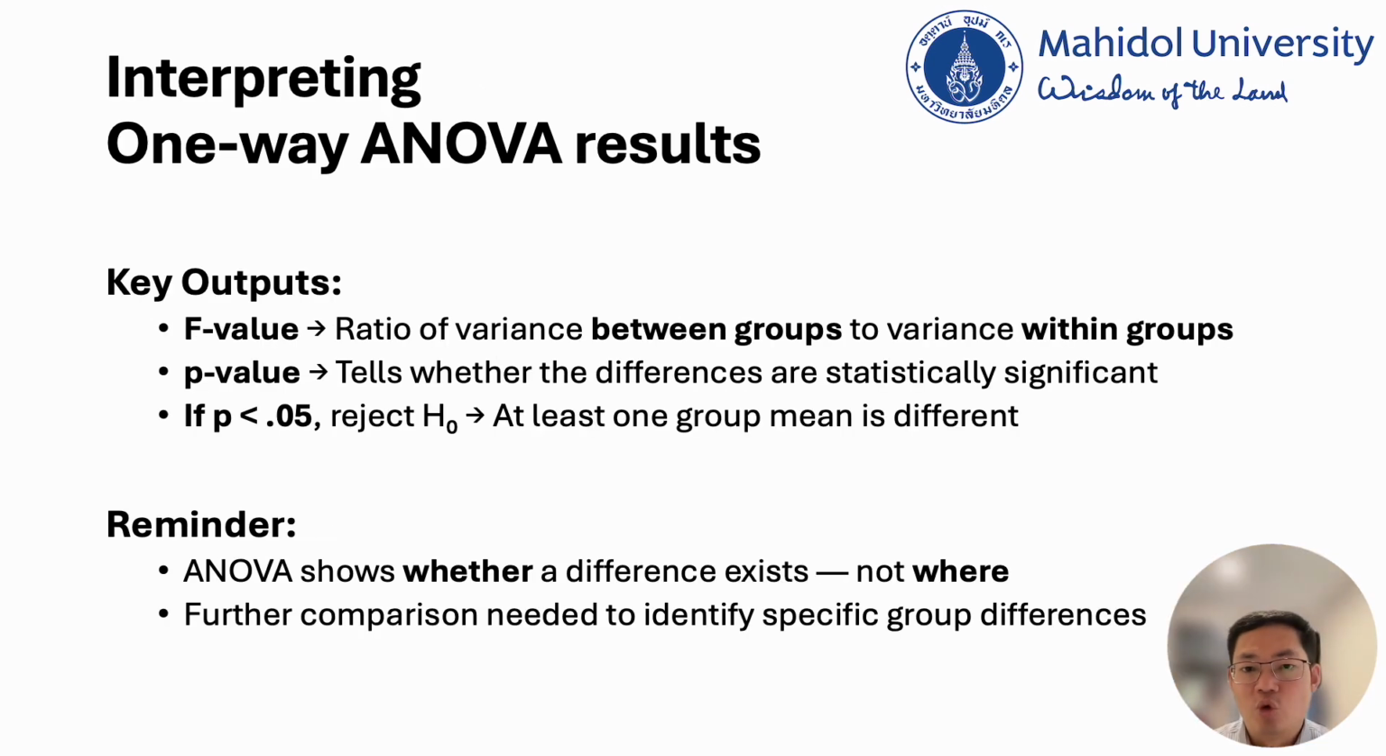Once you run ANOVA, you will see an F value and a P value. The F value tells you how much bigger the variation is between the groups compared to the variation within each group. The P value tells you whether the difference is statistically significant. If P is less than 0.05, you reject the null hypothesis and conclude that at least one group differs. But ANOVA does not tell you which one, just that a difference exists.